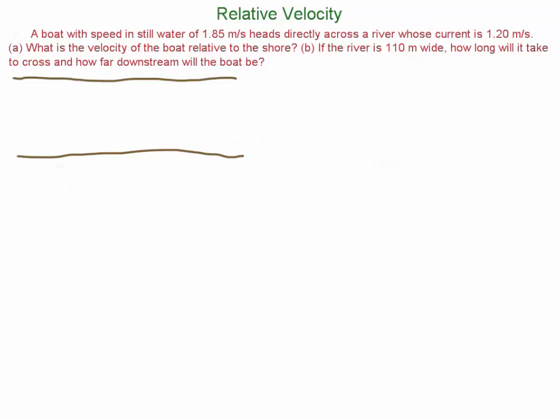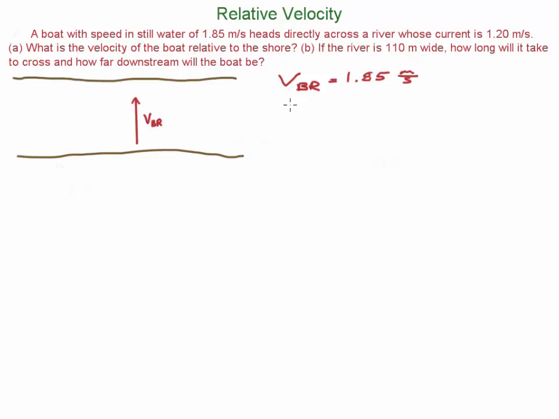Okay, we're told that the boat can travel in still water 1.85 meters per second. In other words, the velocity of the boat relative to the water, or the river I should say, is 1.85 meters per second. The direction of that vector, where it says we're moving straight across the river, so let's draw it that way. So that's the velocity of the boat relative to the river.